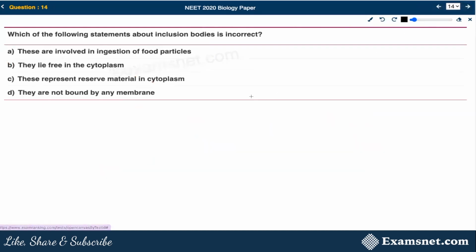next question. Which of the following statements about inclusion bodies is incorrect? All right. So inclusion bodies are one such bodies that are found inside the cells, and that have very specific, or very specialized functions, you can say. All right. So let us look into the incorrect statement. Actually, you have to find out the incorrect statement regarding the inclusion bodies.